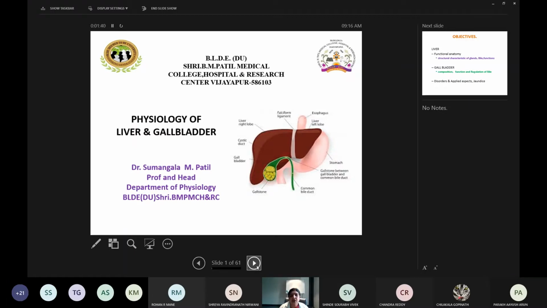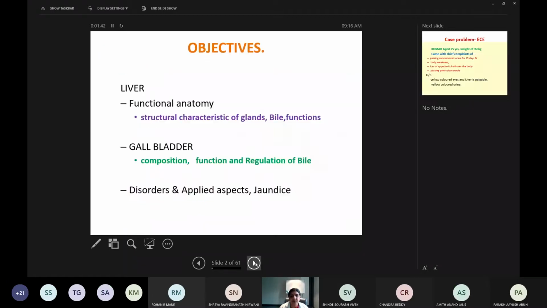our physiological anatomy part. Okay, so the objectives of today's class are that by the end of the class, all students are supposed to know about the liver, functional anatomy of the liver, structural characteristics of the glands, secretion of bile, and the function of the liver actually.